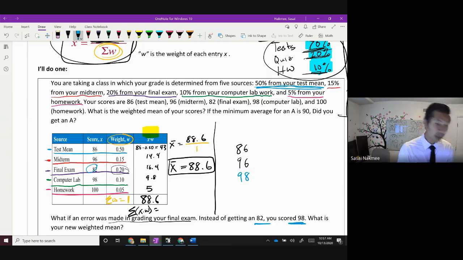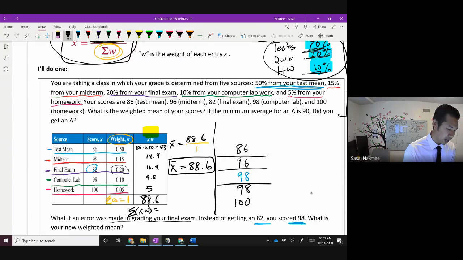That's going to be the new final exam score, right? And then the computer lab score is still going to be 98, and the homework is still going to be 100. Are you guys okay with how I wrote that down? That looks confusing, actually, if I don't write down the terms, right? Are you guys okay with this?